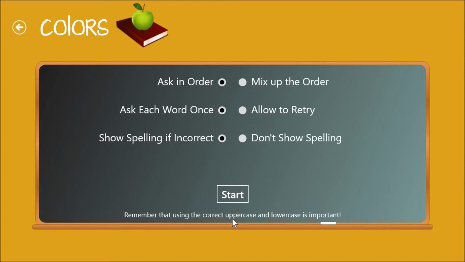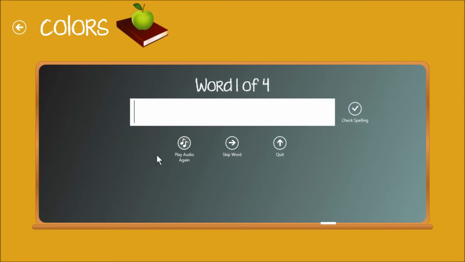There is a little reminder down here that the correct uppercase and lowercase is important. You might be entering proper nouns in your words, and so it's important that the student type the correct uppercase and lowercase. So I'm going to start the test by clicking the start button. And I just heard the first word, which was red. Now if I didn't hear it, I can hit the play audio again. I can skip the word, or I can quit the test at this point. I'm going to type the word, and I can either hit the enter key on my keyboard or click the check spelling button. And I get an indication right away if the word was correct.